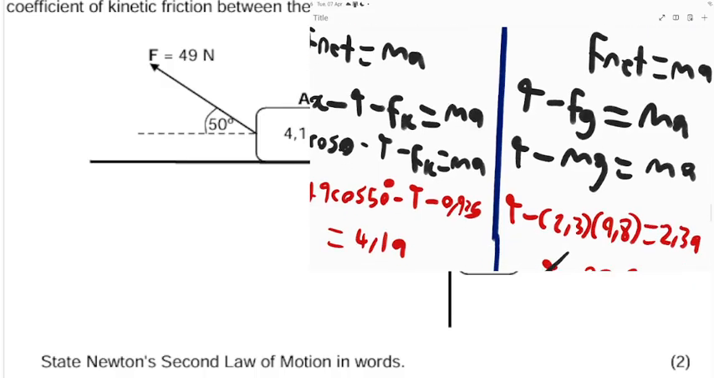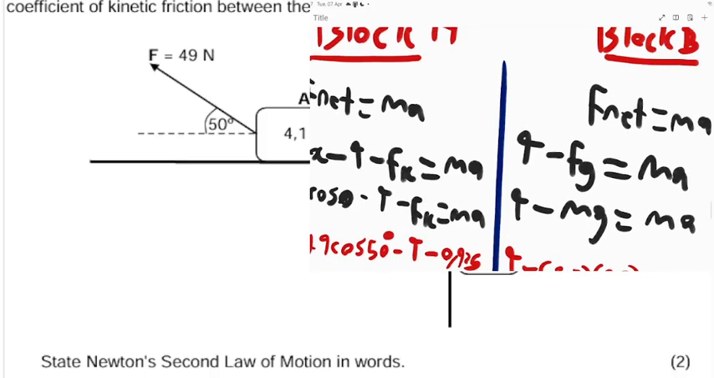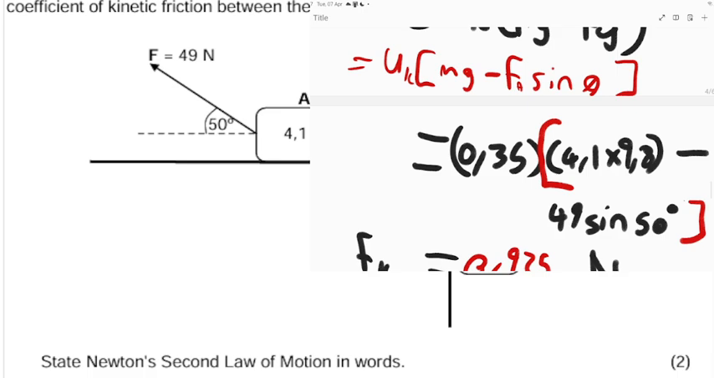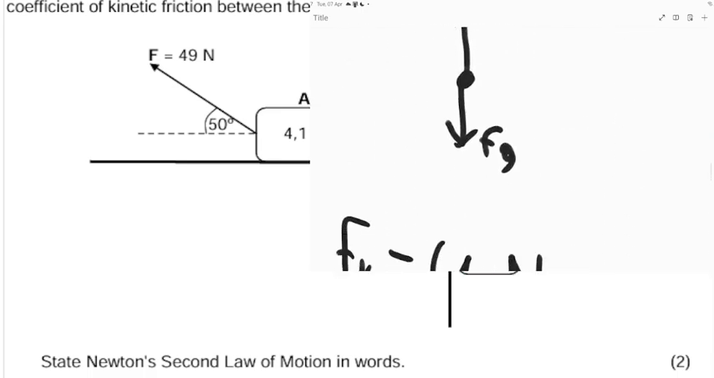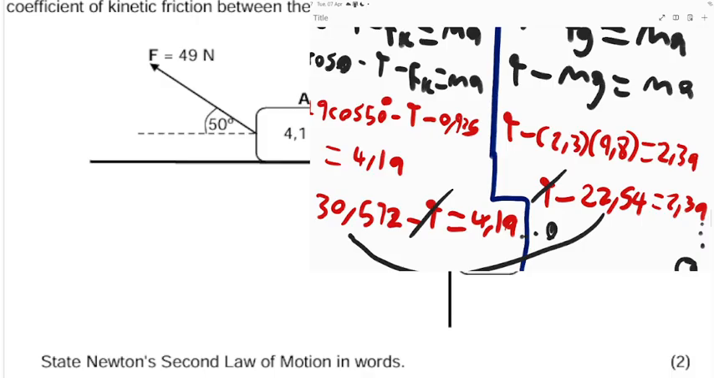I've already calculated my kinetic friction, which is 0.925, and then f, this one 49 cos of 50, and then minus tension. I don't know what my tension is. I go to the second block. Block B, f net is equal to ma. T minus f of g is equal to ma, because those are the only two forces acting on the block. So tension minus gravity. Now 2,3 minus 9,8. Then I get T.